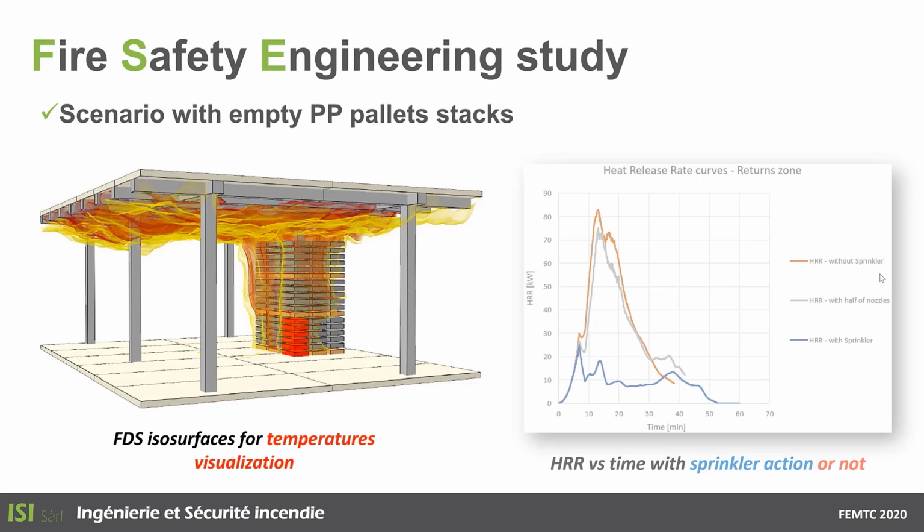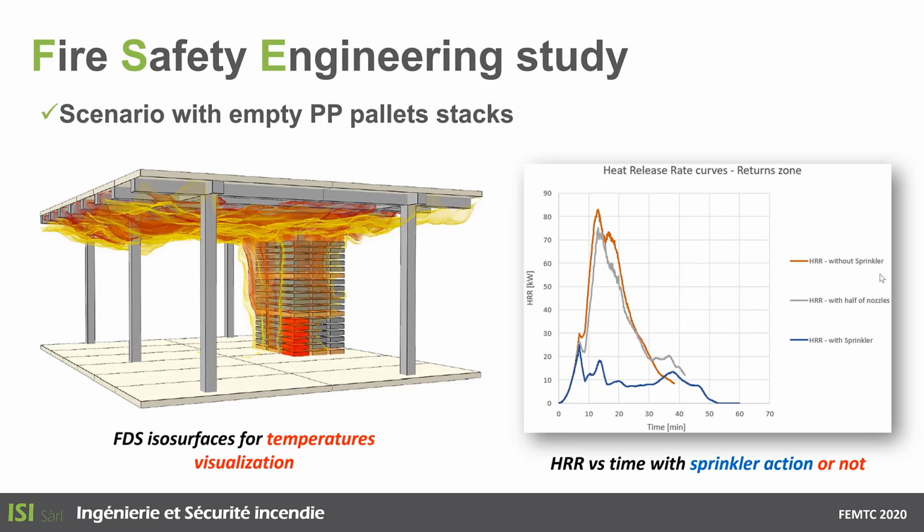Again, we reach the same heat release rate as previously because the fire load is the same but on a smaller surface, so the fire will be shorter. You see that we have 80 megawatts power without sprinkler and less than 30 megawatts with the sprinkler action. And this time the fire is a bit longer.